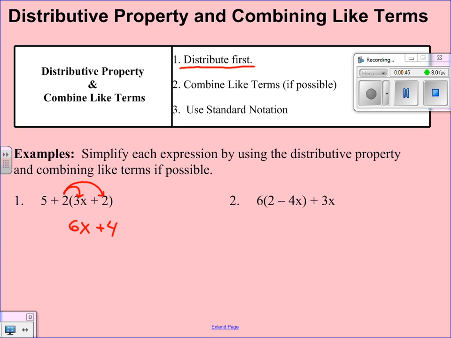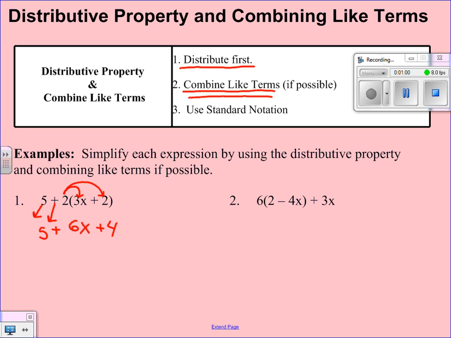Now the 5 and the plus sign are just kind of hanging out there. You're going to bring those down in front of the problem. And we'll move on to step 2. So next we're going to look to combine like terms. Sometimes you'll be able to, other times you will not.